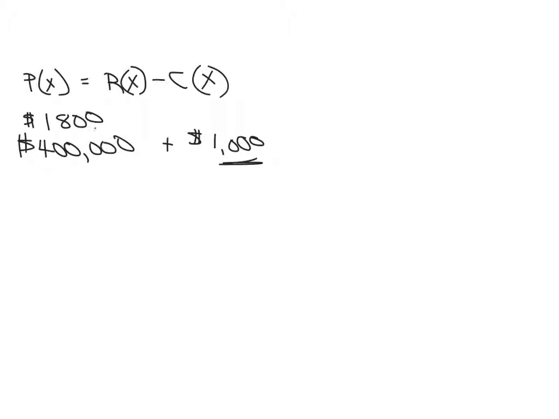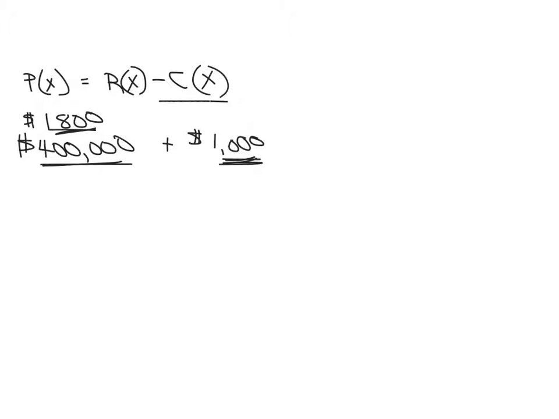So you sell them for $1,800. They cost you $1,000, plus you're trying to get that $400,000 back that you invested in the production of these doggone TVs. All right, write the profit function for the production and sale of x TVs.